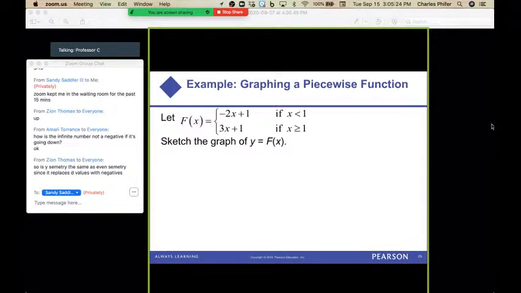So let f of x be this. Sketch the graph. To sketch the graph of a piecewise function, you just graph it like normal, but the first line only applies when x is strictly less than 1. The second line applies when x is greater than or equal to 1. Let's see this in action.